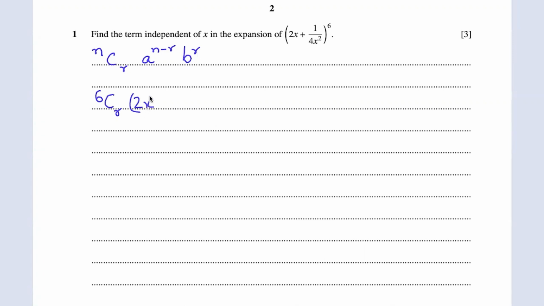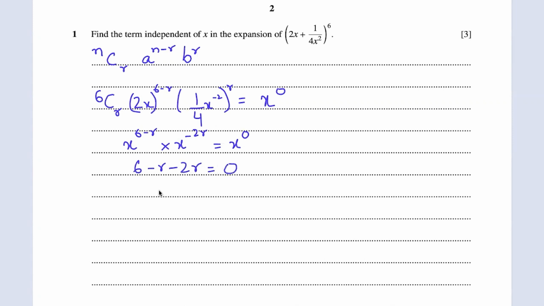(2x) to the power 6 minus r, (1/(4x²)) to the power r, and we need the power of x to be 0. So on the left hand side, the power of x will be x to the power (6 − r) multiplied by x to the power −2r equals x to the power 0. Now comparing the powers, we get 6 − r − 2r = 0. So 3r = 6, r = 2.